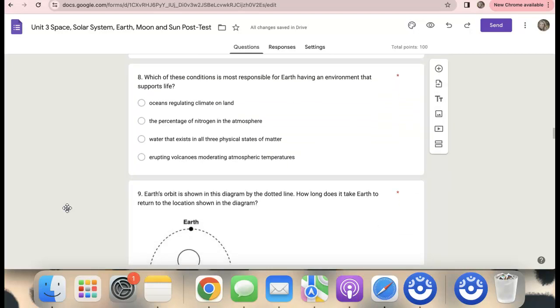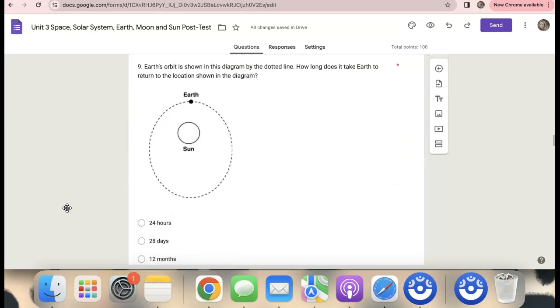Number 8. Which of these conditions is most responsible for Earth having an environment that supports life? Oceans regulating climate on land, the percentage of nitrogen in the atmosphere, water that exists in all three physical states, solid, liquid, and gas, or erupting volcanoes moderating atmospheric temperatures.